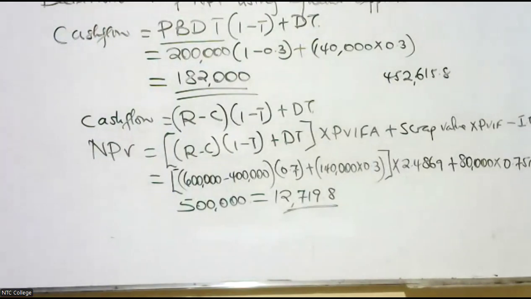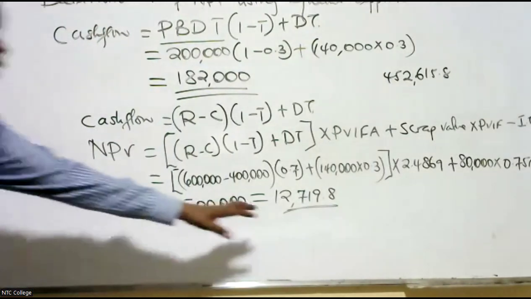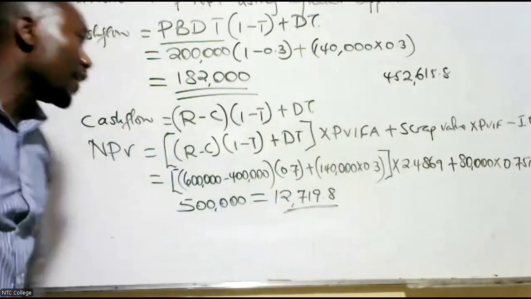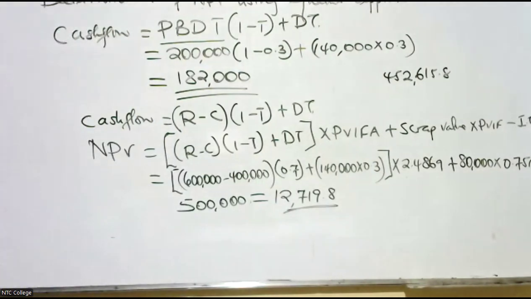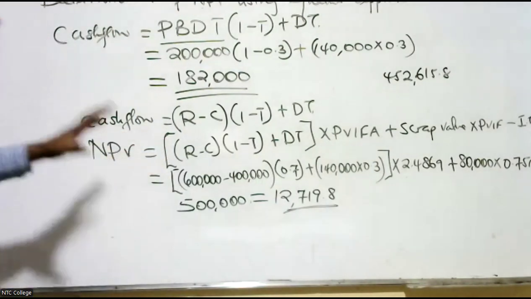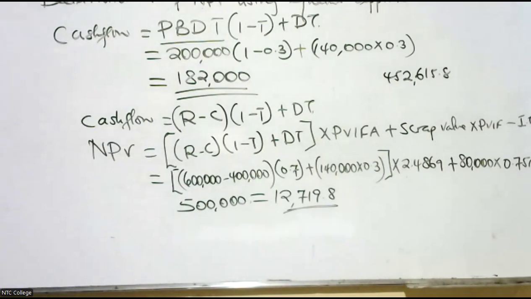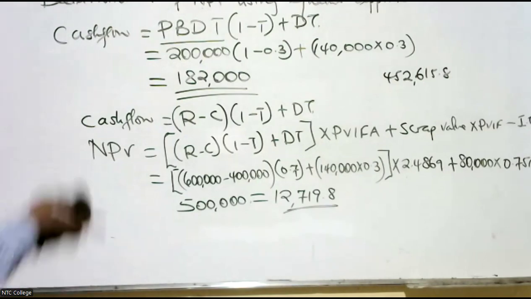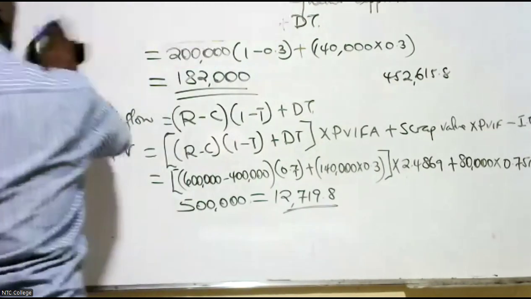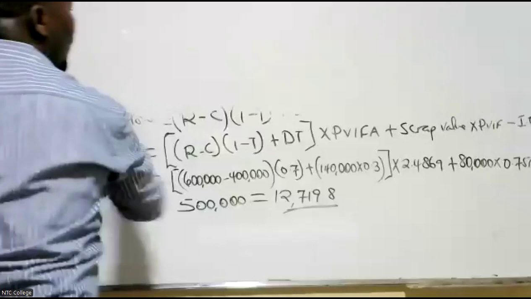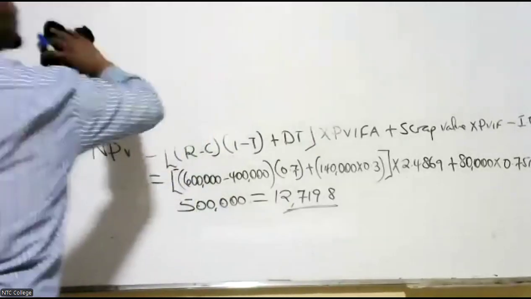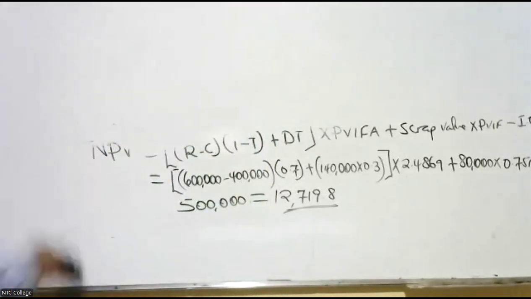Okay, now we have our base NPV, which is 12,719.8. But we can now ask ourselves, with this good formula, how can we vary them? Then we can perform sensitivity analysis of the cost of the equipment.